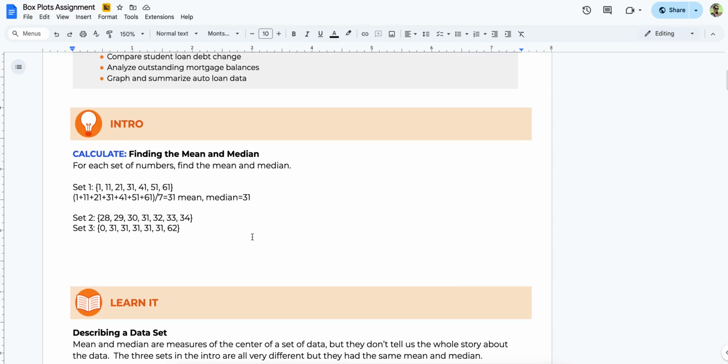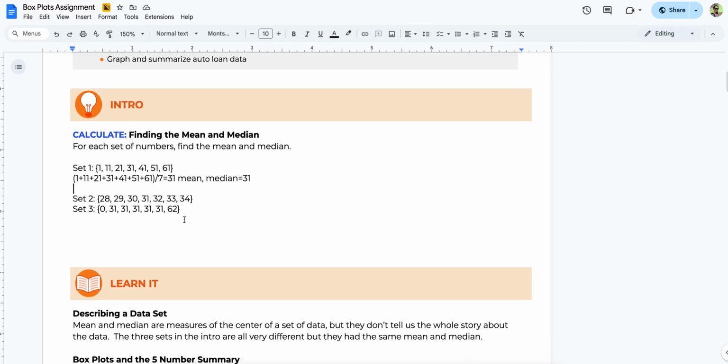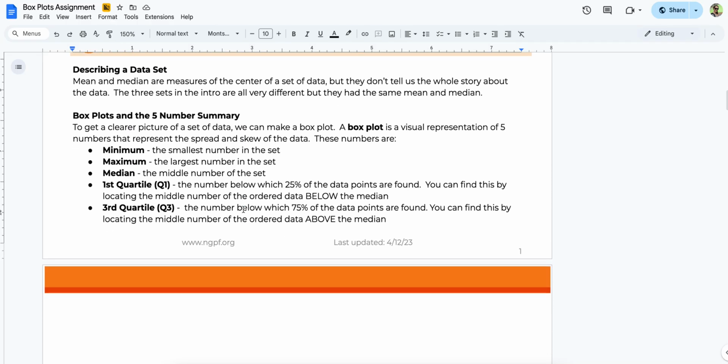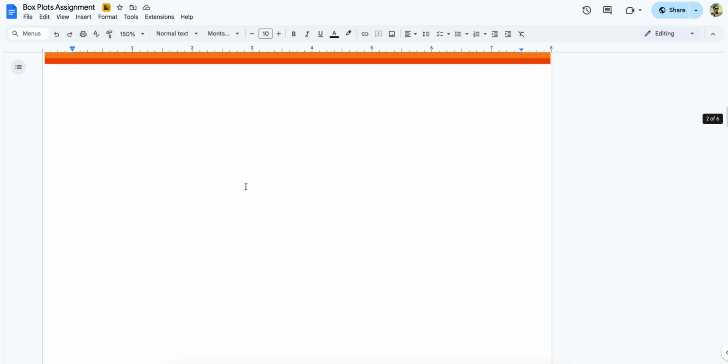All right, so if you did this correctly for set 2 and set 3, you would find that the mean and the median for both of these is also 31. So no matter what, it's going to be 31. Okay, so here's just some information that you need to know about box plots. With a box plot, it gives you 5 key numbers. First is your minimum, which is the smallest number, then your maximum, which is the largest number, your median, which is your middle number we just learned, your quartile 1, and your quartile 3, which we'll talk more about, okay?